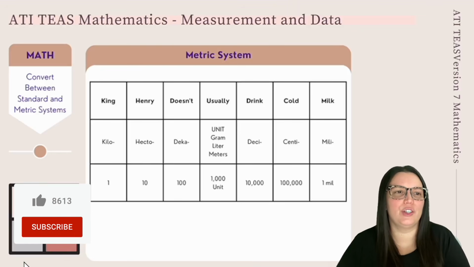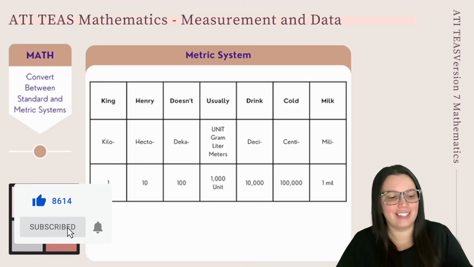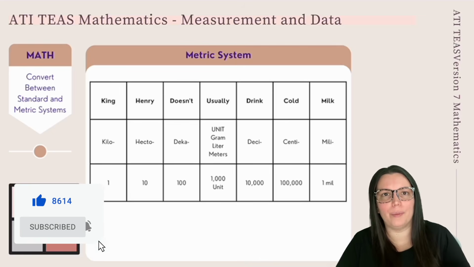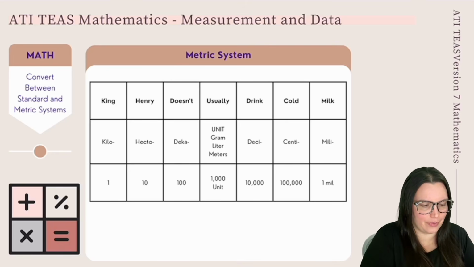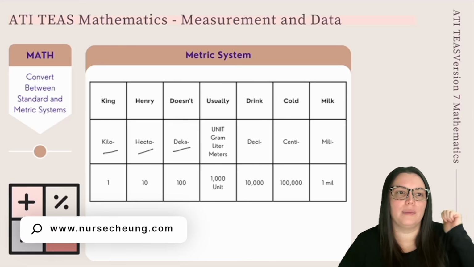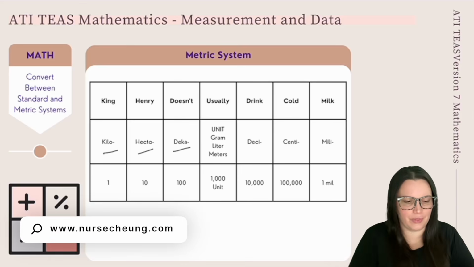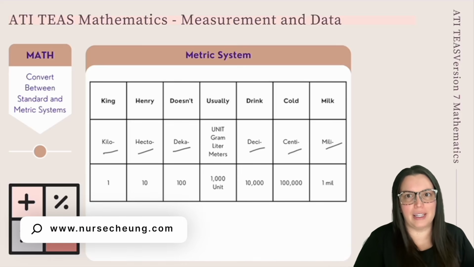I like to use the mnemonic, King Henry doesn't usually drink cold milk, right? This is how we break down our metric measurements. So we have kilo, we have hecto, deca, we have our units. Remember we talked about grams, liters, and meters. We have deci, centi, and milli, right?